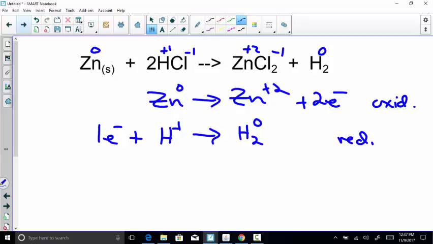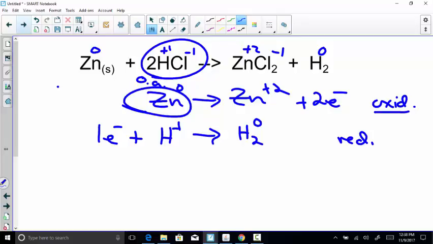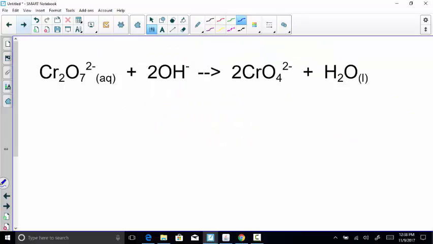So let's do the oxidized and reduced. What's oxidized? Zinc is oxidized. What's reduced? Hydrogen is reduced. Okay, now, what is the oxidizing agent? HCl. Yes, this is the oxidizing agent, OA. And what is the reducing agent? Zinc, because it's a substance that's oxidized. So does it help you when you start writing out the equations? Does that make more sense? Yeah. Okay. All right.